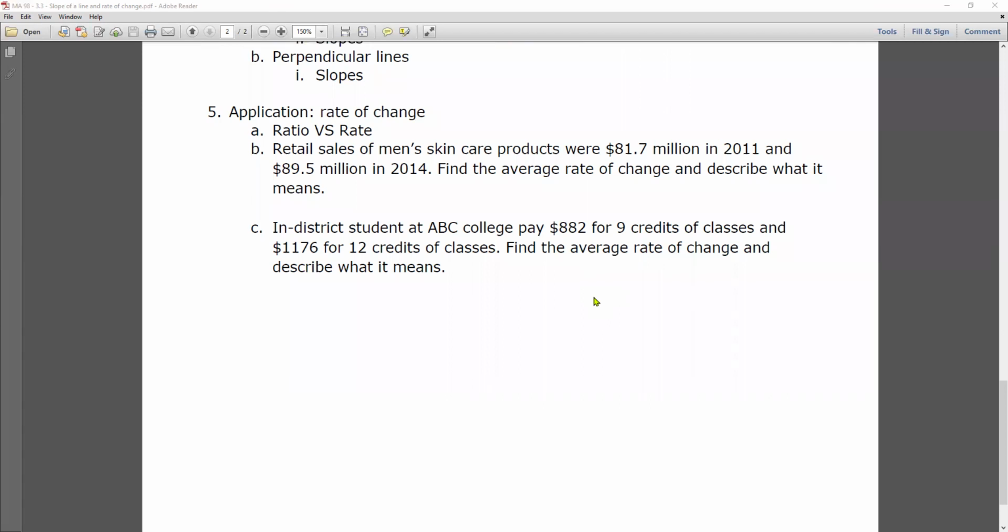The application problem, rate versus rate of change. Now remember the rate of change means slope. And let's talk about ratio versus rate. So ratio versus rate. Now, the main difference between ratio and rate is that, yes, both are comparing two quantities.